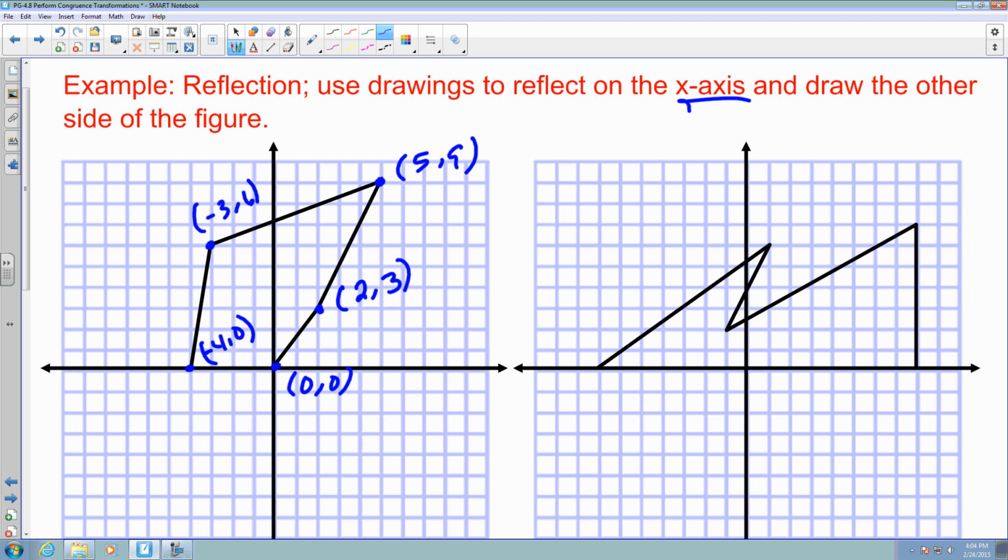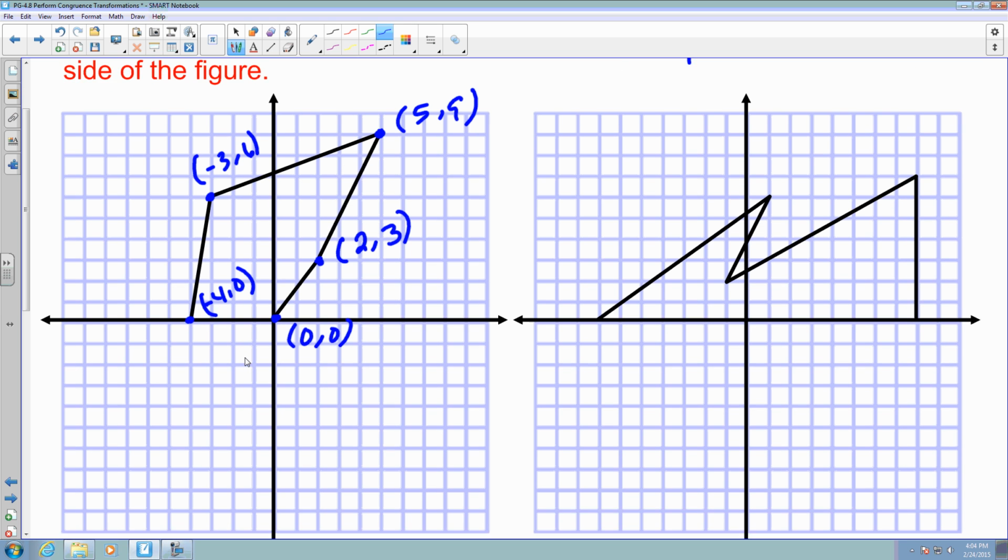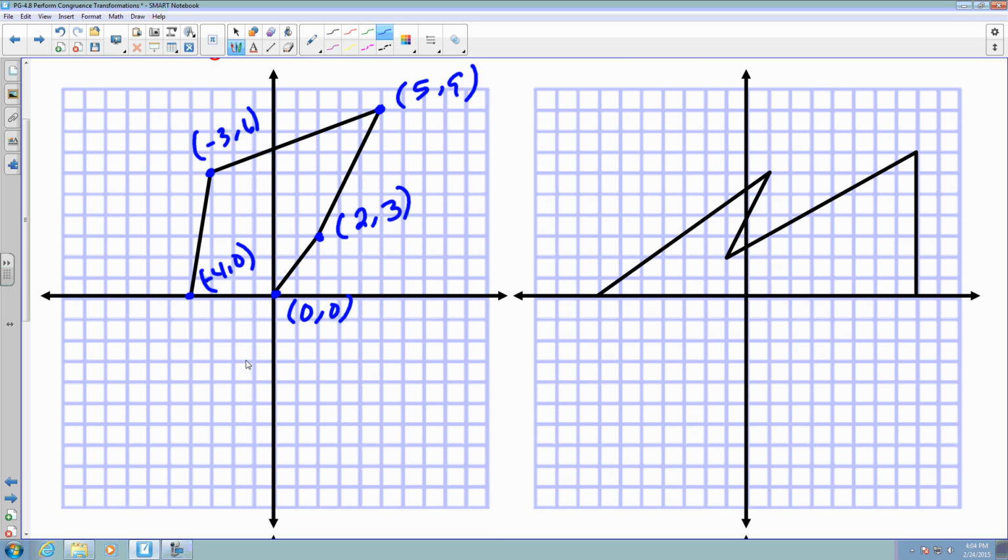Okay, so when we look at these points, now when I reflect them on the x-axis, what I'm actually going to do is give the opposite value of my y value. So negative 4 comma 0 and 0 comma 0 stay the same, but this negative 3 comma 6, I'm going to plot at negative 3 comma negative 6. So negative 1, negative 2, negative 3, negative 4, negative 5, negative 6.